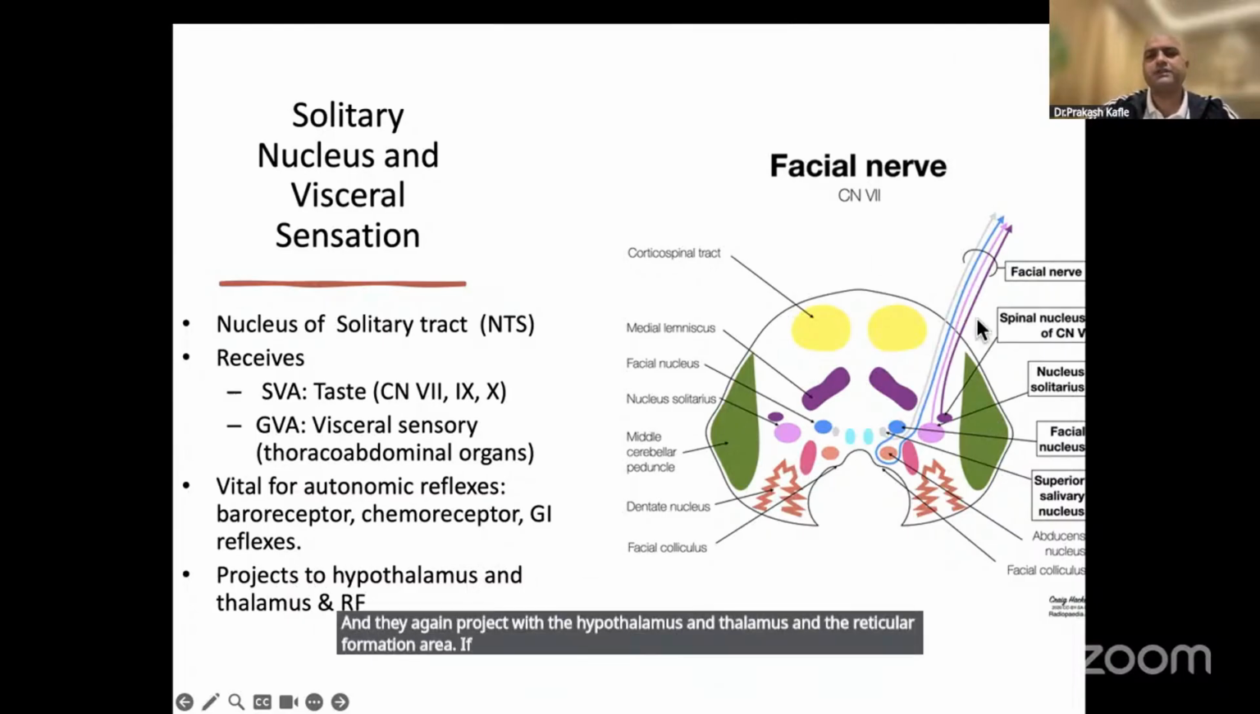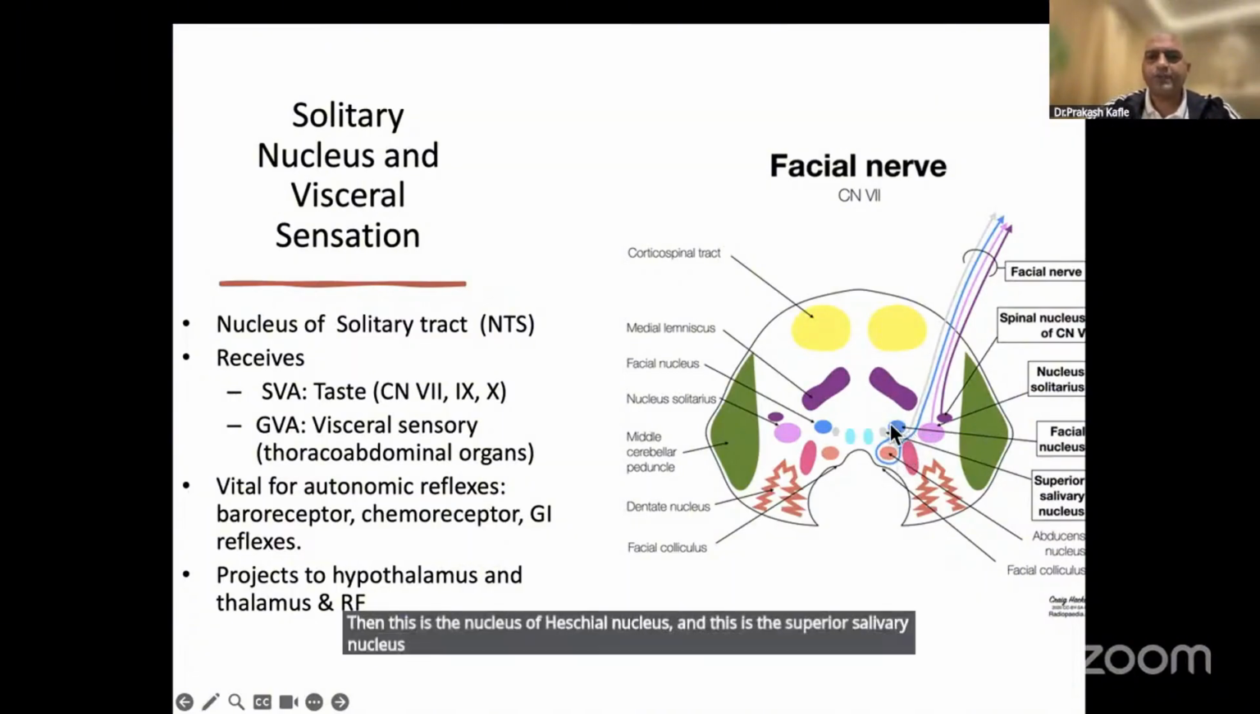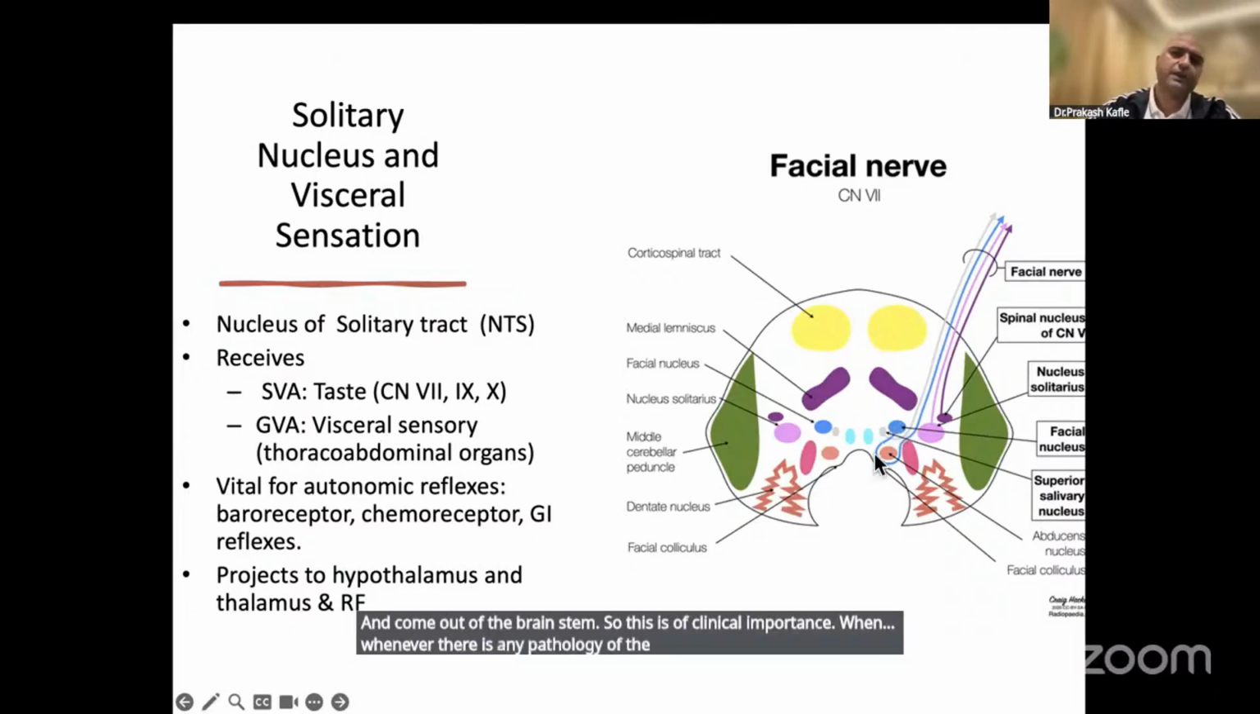If we see the cross section at this level, at the pons, then this is the facial nucleus, and this is the superior salivatory nucleus. So it winds around the abducens nucleus, the sixth, and comes out of the brainstem. So this is of clinical importance. Whenever there is any pathology of the seventh cranial nerve, the patient will also have an issue of the sixth as well.